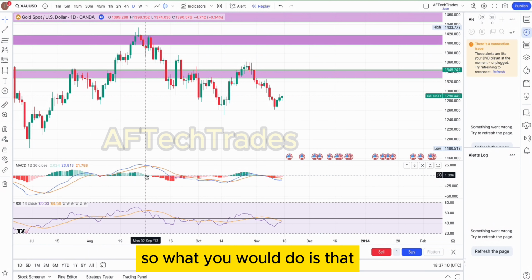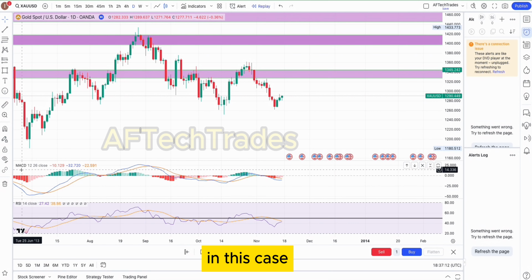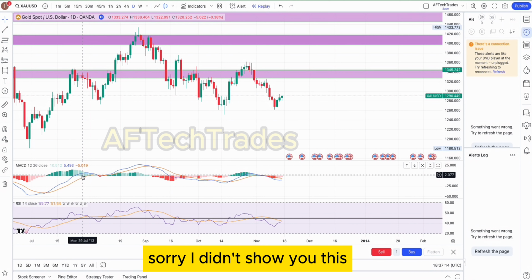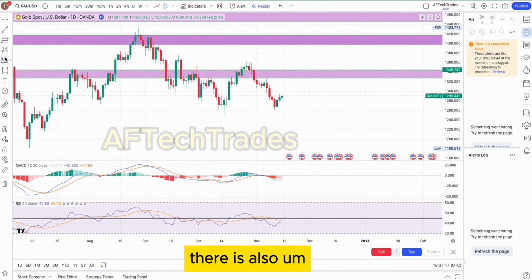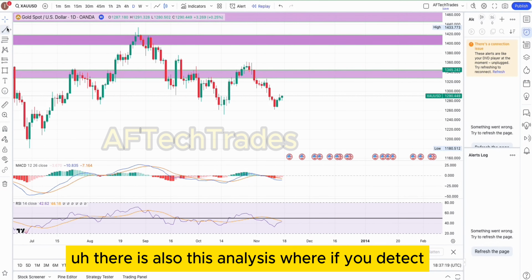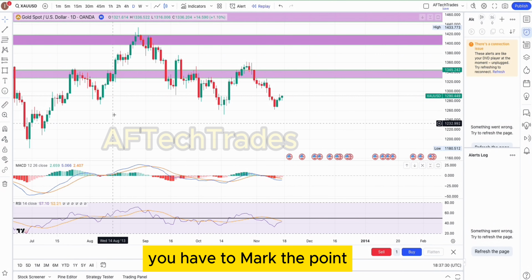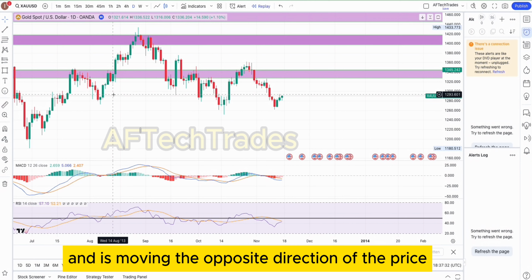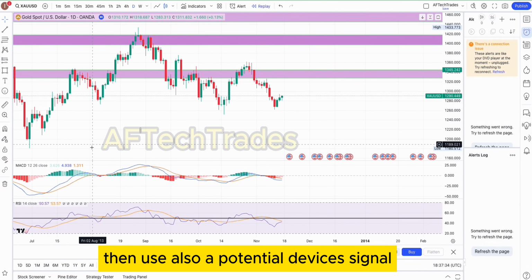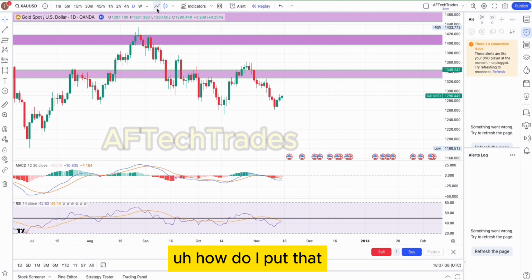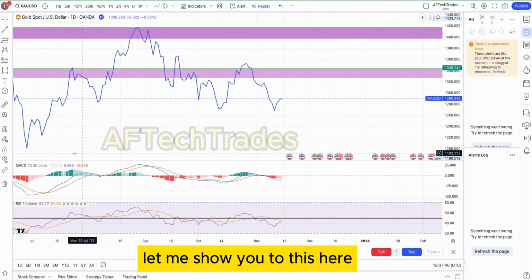So what you will do in this case is, sorry, I didn't show you this. There is also this analysis where if you detect a convergence or a divergence of price, you have two MACD points moving in the opposite direction of the price, then it's also a potential reversal signal. How do I put that? Let me show you through this.